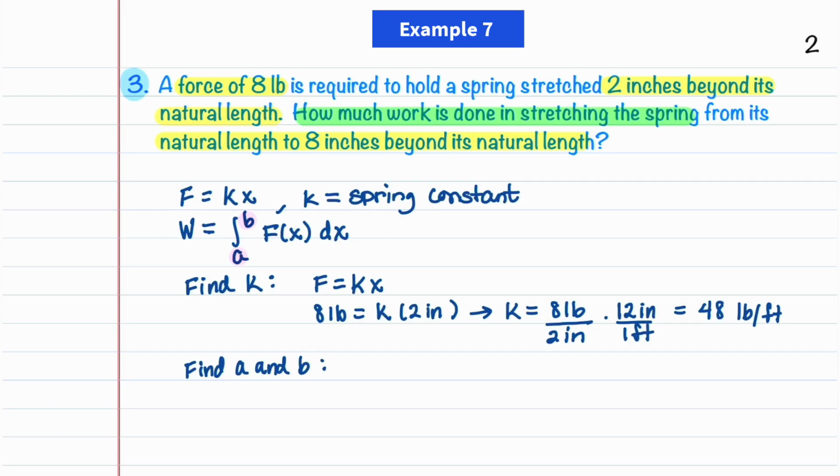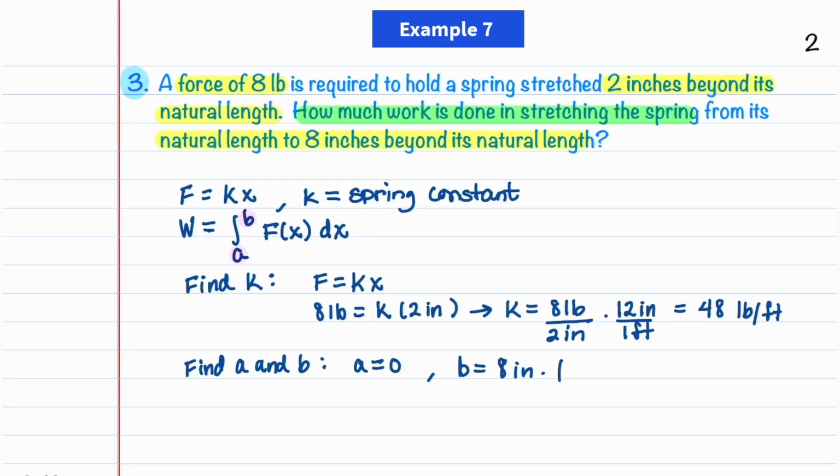We need to find the work done in stretching the spring from its natural length to 8 inches beyond its natural length. When the spring is at its natural length, it's not stretched at all, so a is going to be equal to 0, and then b is the length that the spring is stretched, which is 8 inches. We also need to convert this to feet, so we divide by 12. 8 divided by 12 is 2/3. So b is 2/3 feet.